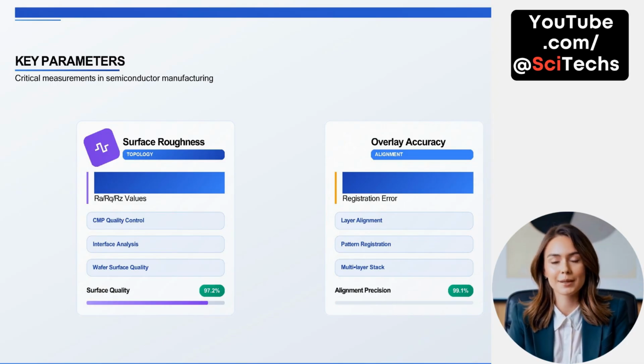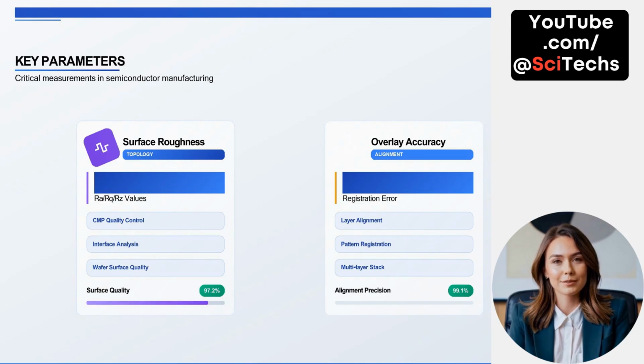Overlay accuracy measures how well different layers of a chip are aligned, with registration error being the key indicator. Achieving precise layer alignment is essential as transistor and interconnect layers stack up. Pattern registration ensures each lithography step is correctly placed, while multi-layer stack alignment becomes increasingly important with advanced nodes. An alignment precision of 99.1% reflects the tight control required in photolithography to maintain device integrity and functionality across billions of transistors.